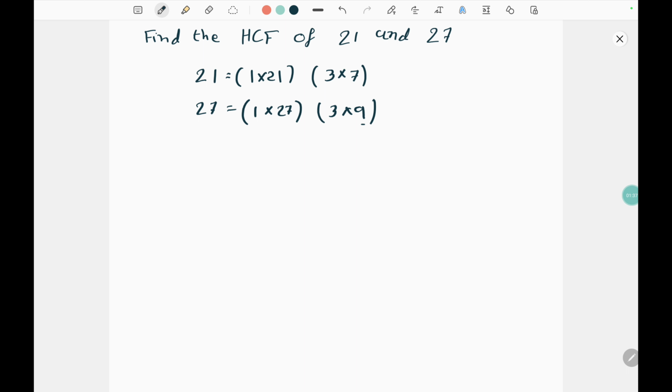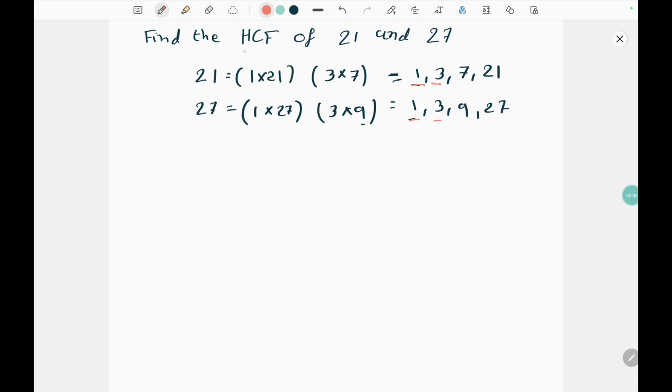So we are done. Here we found all the factor pairs of 21 and 27. So let's write them in order, so that it would be convenient for us to compare them. So 1, 3, 7 and 21, and underneath I write 1, 3, 9 and 27. Okay guys, here 1 is a common factor and 3 is a common factor.